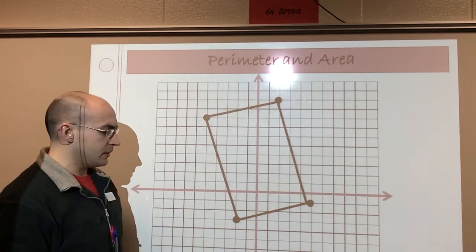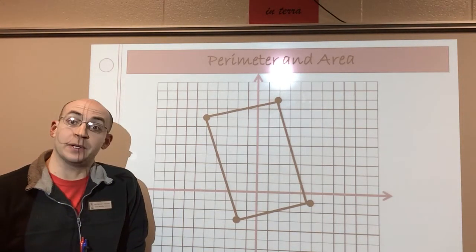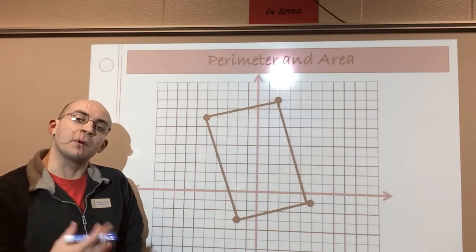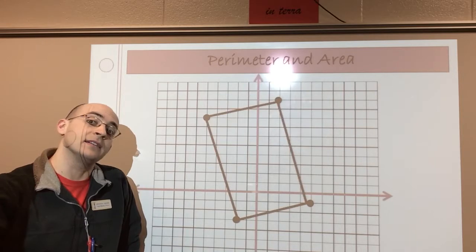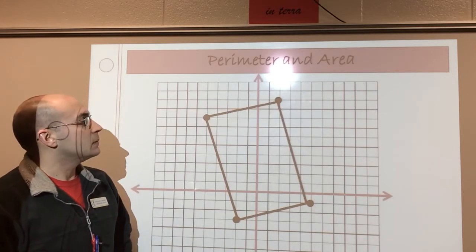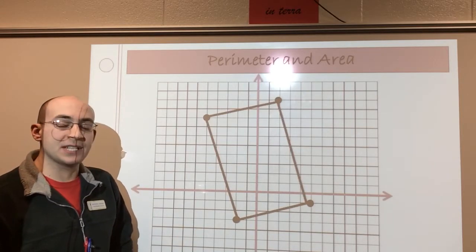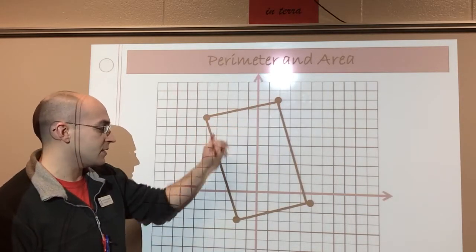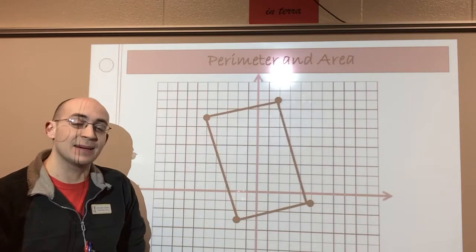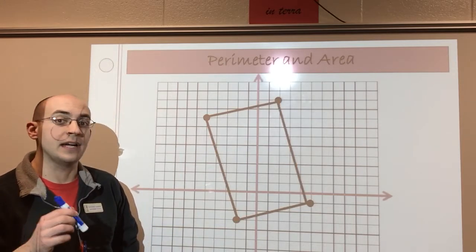Last video for Unit 6, perimeter and area in the coordinate plane. This is probably one of the most in-depth questions that you're going to see on the test and on the final exam. So for perimeter and area, you've got to follow a step-by-step process. I need to find out the distance between these sets of points, and then I can add up for perimeter, and then I can find area.